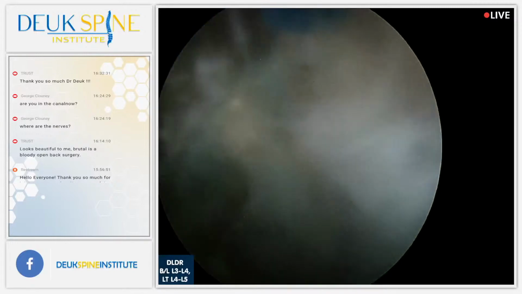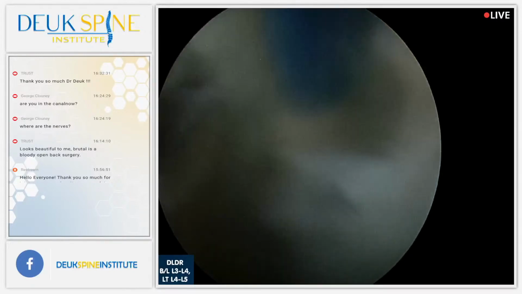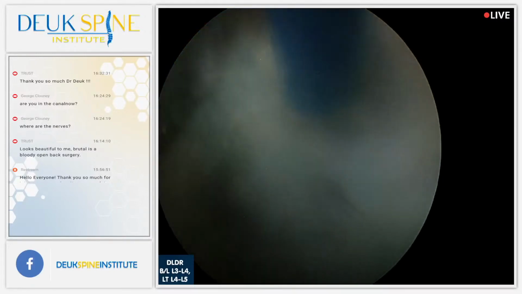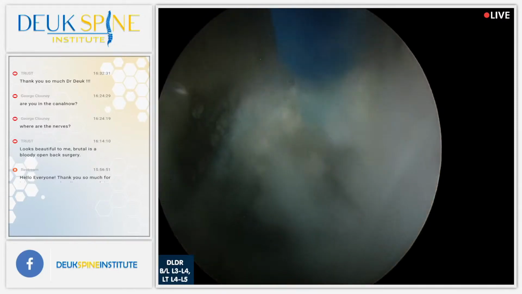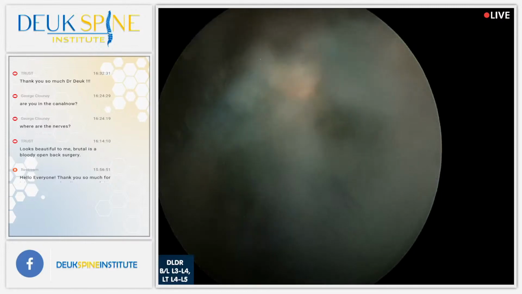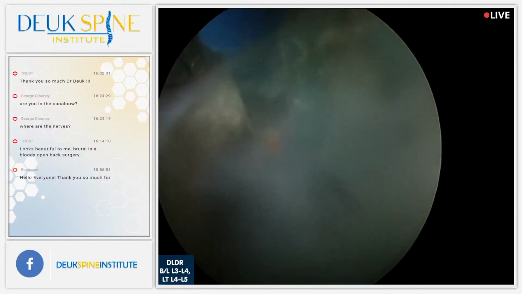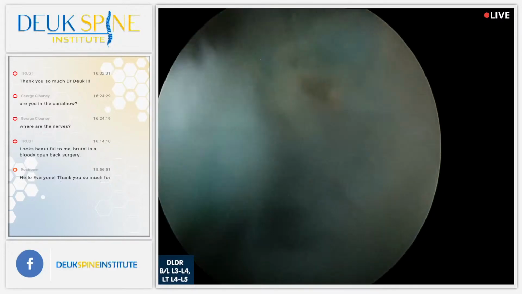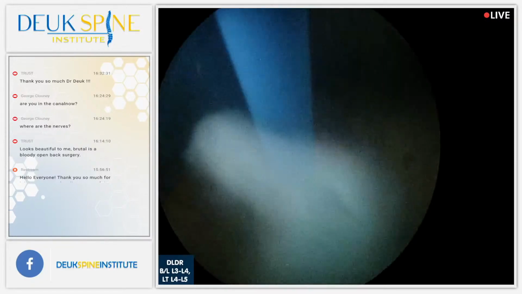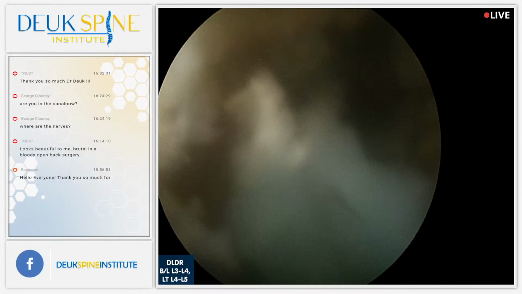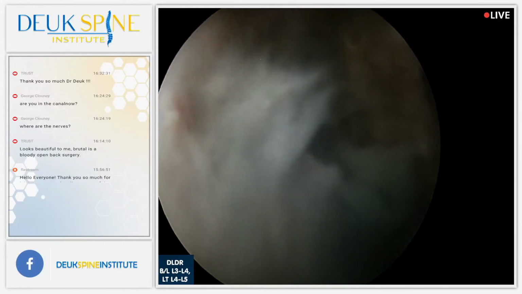The nice thing about this surgery is if you do it properly, it's virtually impossible to damage any of the nerves. But there's a lot of little tricks that I do to avoid damaging the nerves. Grabber.